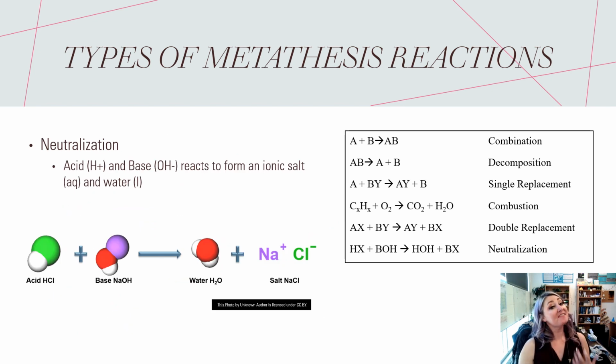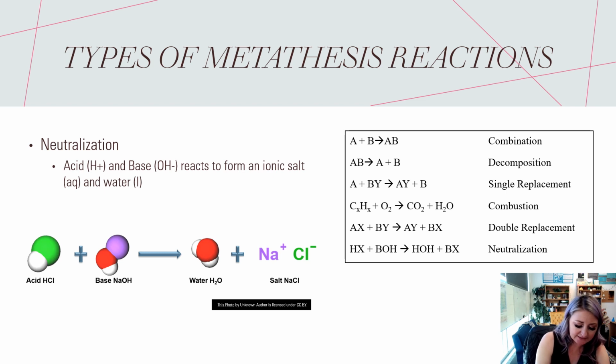Okay, so our final type of reaction is a neutralization reaction. Again, we're bringing this up because it's a type of metathesis reaction, but it's something that we're not going to really dive into as much now as we will in our acids and bases section. It really functions the same way as a double replacement reaction, but there are a couple things that make it unique. So we will start with an acid.